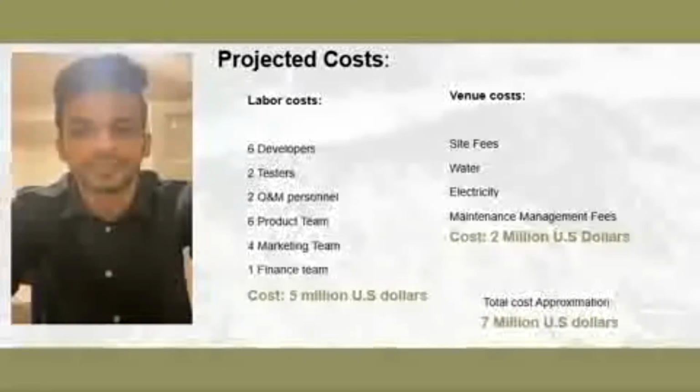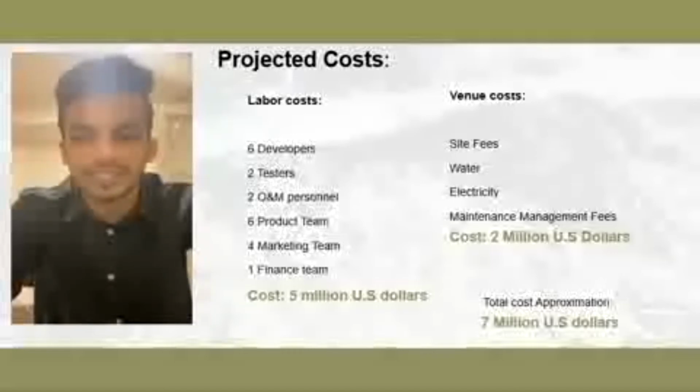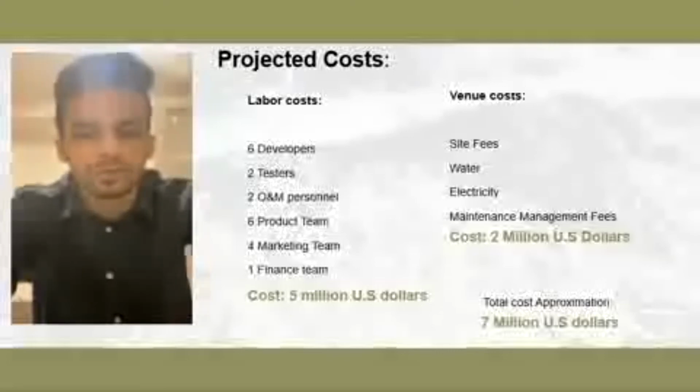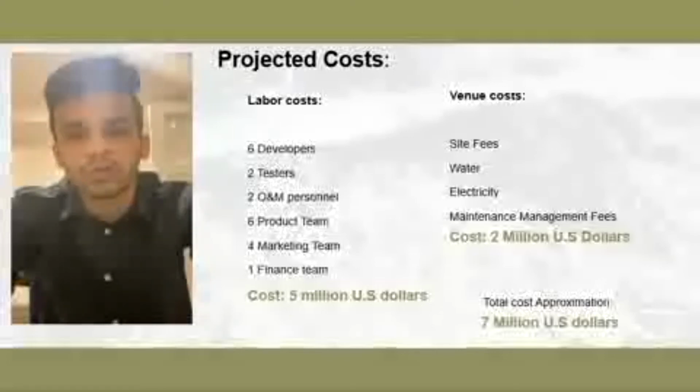Hello everyone, I'll let you know about the projected costs, operational needs, and the risks involved with this project. So I would like to tell you that there are 2 main categories in the projected cost we have calculated. The first one is the labor cost.